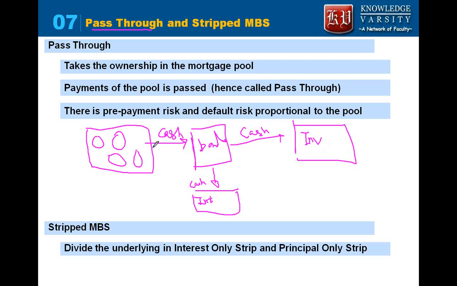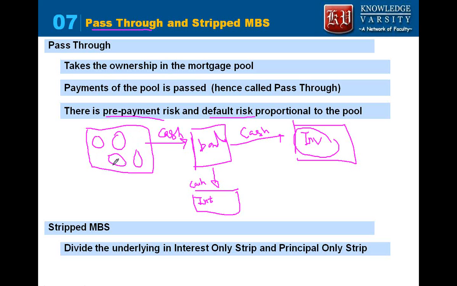Now, in this, any prepayment is passed to the investors. If there is any default, then the investors receive less cash. So the investor is still exposed to prepayment risk and default risk, which is proportional to the pool. Whatever the pool is paying, the bond is just passing that to the investors. So there is nothing different from getting individual cash flows, but since this is pooled, the risk becomes lesser.